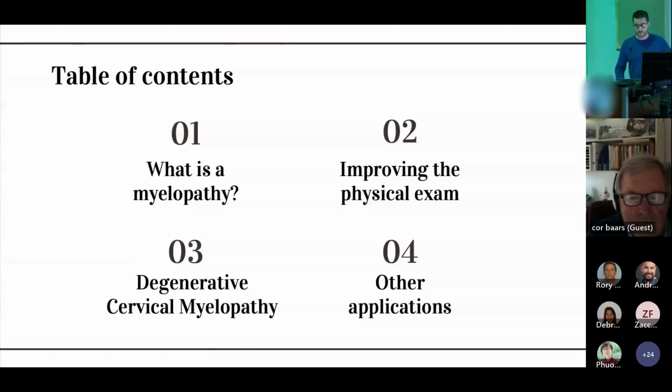So we're going to divide this talk into 4 segments. First, we're going to define what a myelopathy is. Second, we're going to talk about the physical exam and provide a framework about how to think about this. Then we're going to review degenerative cervical myelopathy, its diagnosis, treatment, and management. And last, we'll see if we can extend some of the learning points from this case and tips from a physical examination and extend them to other concerning diagnoses that we sometimes see in the emergency department.